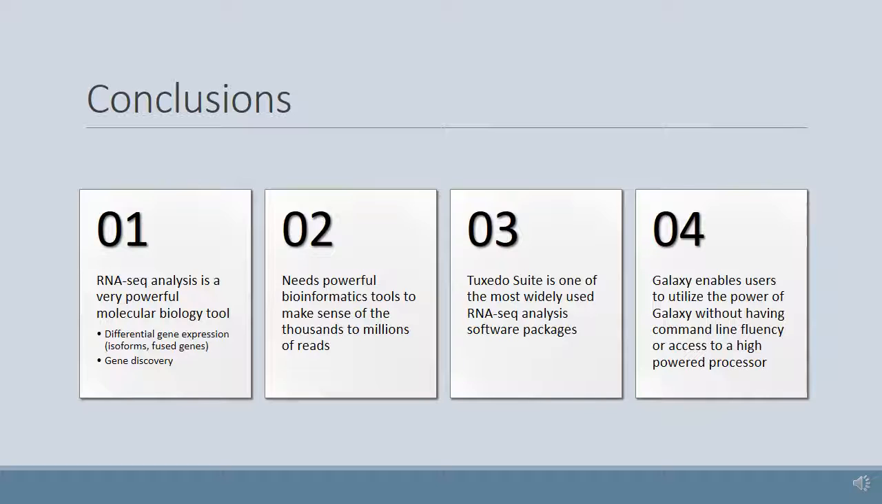But with all technologies that are based off of next generation sequencing, which produces billions and billions of reads and terabytes of data, we need powerful bioinformatics software tools to be able to parse through that data and try to make sense of it. There's always going to be a need for tools to get better and better. Tuxedo Suite has been around since 2009 and has become one of the most widely used because it's very well documented as to its efficiency and accuracy.